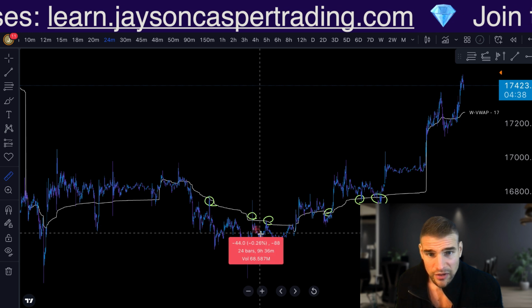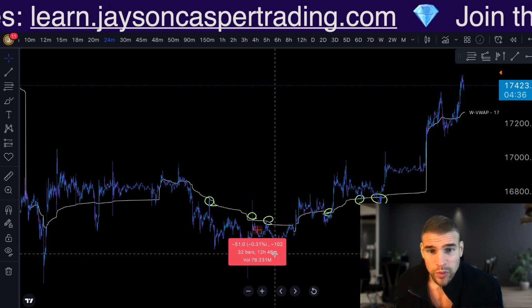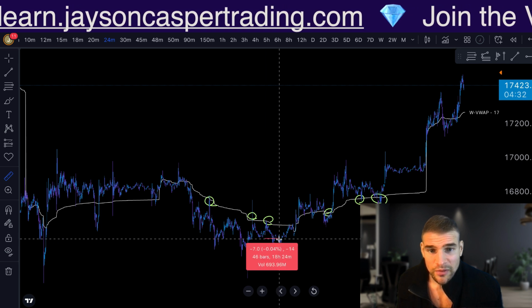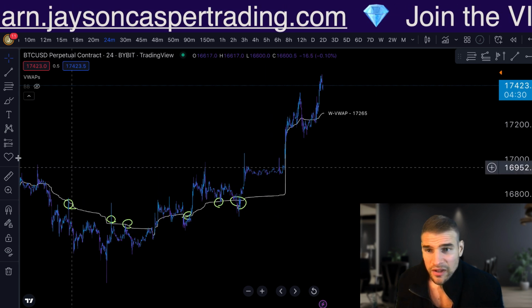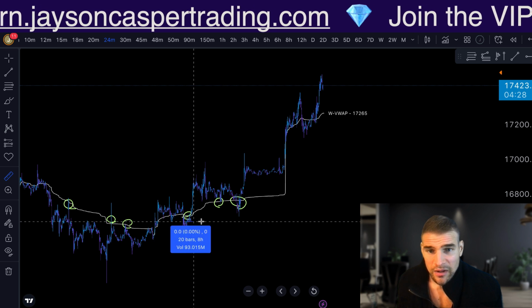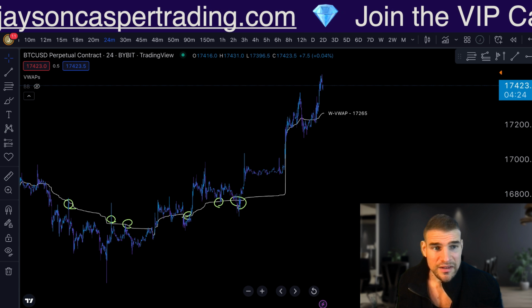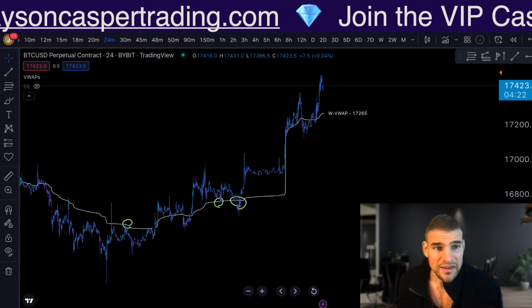We would have taken a short here, maybe held it for about 12 hours. And again, we would have taken another trade right here, held it for about 18 hours. This long trade right here, we could have taken and held for quite some time, maybe about a day and a half. Now, the second VWAP that I like to use is the daily VWAP.